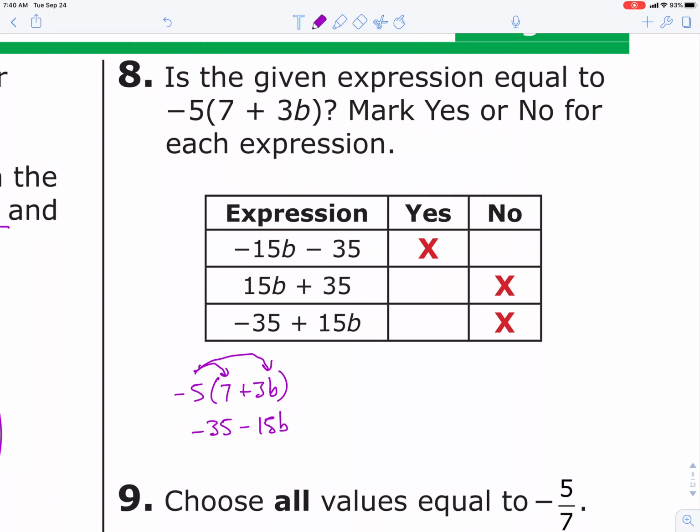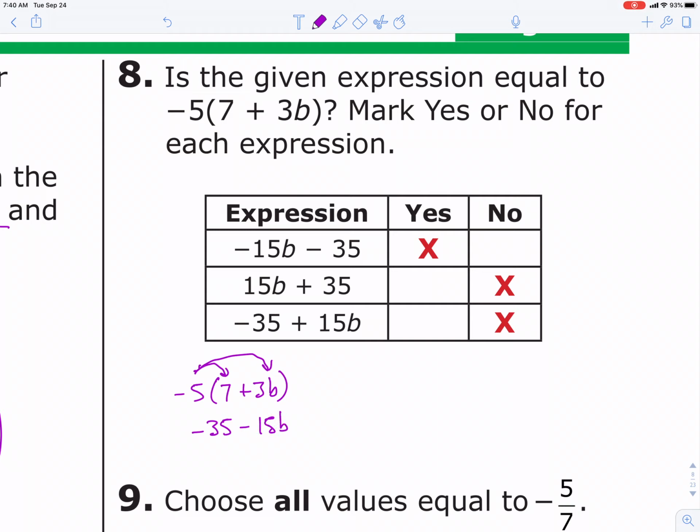Now this can be written in either way. It can either be written as -35 minus 15b, or I can underline the sign that goes with it and I can switch them. Or I could write -15b minus 35. I can switch them as long as I keep the sign with it. So either one of these should be a correct answer.